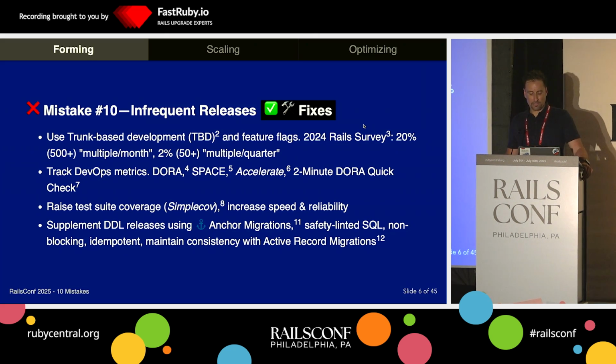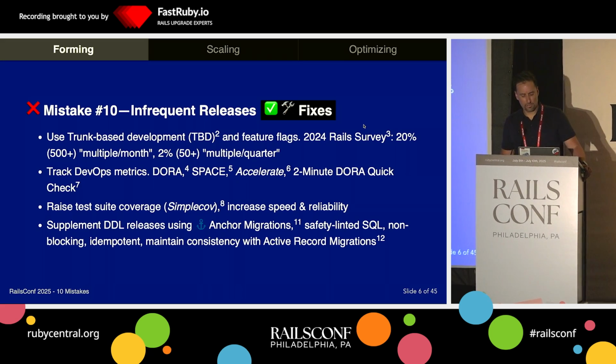Tracking DevOps metrics: if you're not familiar, DORA and SPACE are two frameworks that have a few key metrics related to your team's ability to deliver software. The book Accelerate covers DORA, and DORA has a two-minute quick check that is useful for teams to take and look at a few metrics. I'll show an example of that. As developers, we can help raise our test suite's coverage, and increase its speed and its reliability.